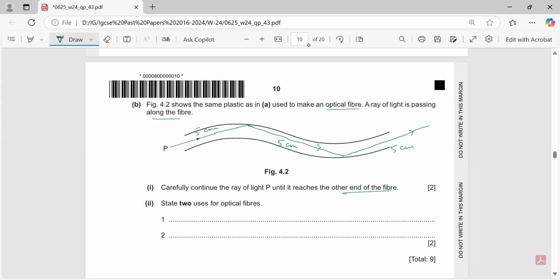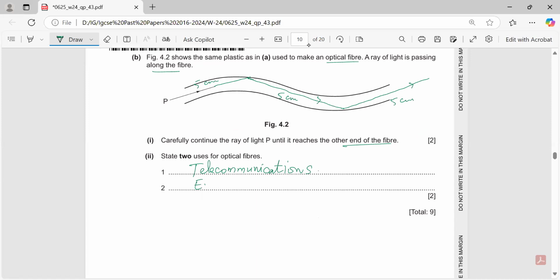State 2 uses for optical fibers. Too many uses are there. So you can write any one, and this is a very simple question, by the way. They are used in telecommunications, like internet. So I will write here telecommunications. And when we say telecommunication, it includes TV, cable, internet, everything. Endoscopy, which is written already with us in the key points. Endoscope.